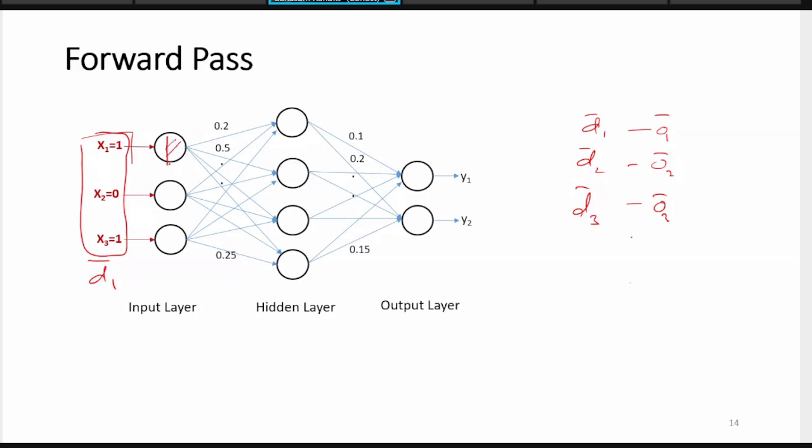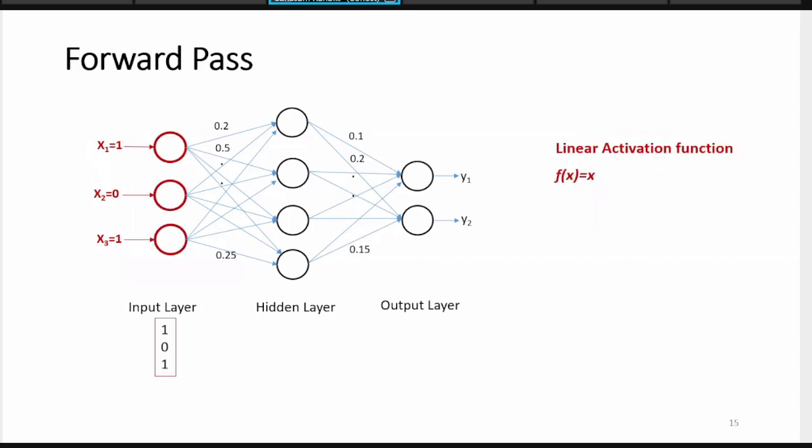And what about the activation function? Generally, for the input layer, the activation function is linear. Linear means whatever you are receiving, you produce that as the output. That basically means if I'm giving 1 here, this will produce 1. If it is 0, it will produce 0, and so on. So the output of this input layer is just whatever input vector you have. Now it will move to the hidden layer.